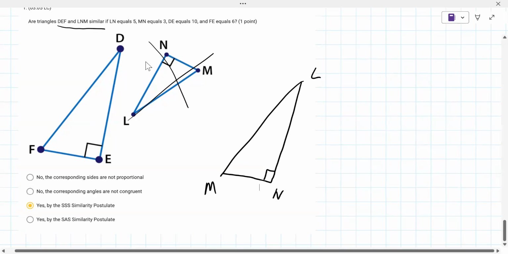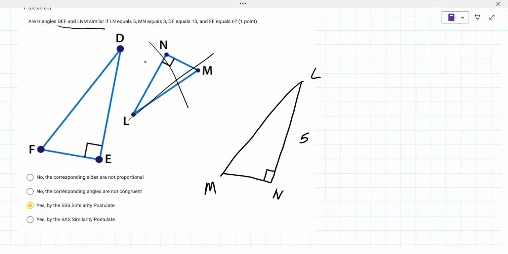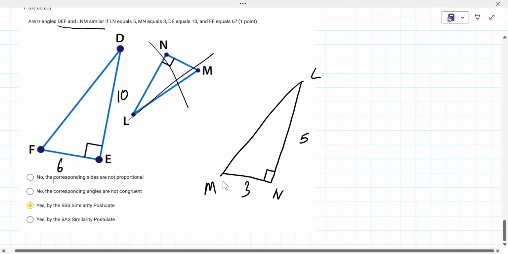Now it says if LN equals 5, MN equals 3, DE equals 10, and FE equals 6. Is that enough? Okay, is that enough? So you can see that 5 goes to 10 by doubling it, 3 goes to 6 by doubling it.